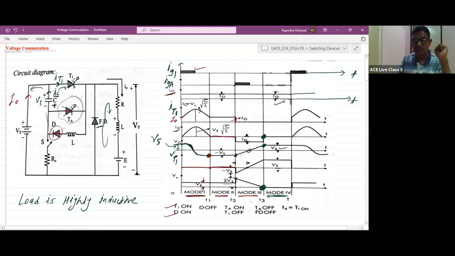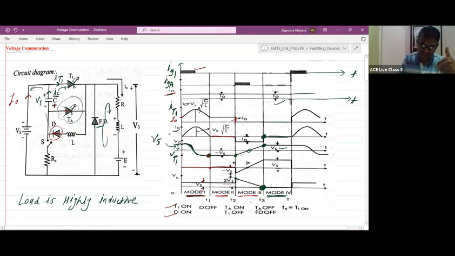What about the IT1? Thyristor T1 is in the off state, so IT1 will be 0. What about the IC? IC is also 0 now, because the discharging path is not available for the capacitor. So IC is 0, IT1 is 0, and I0 is capital I0. The capacitor is holding the same voltage now. And what about the VT1?